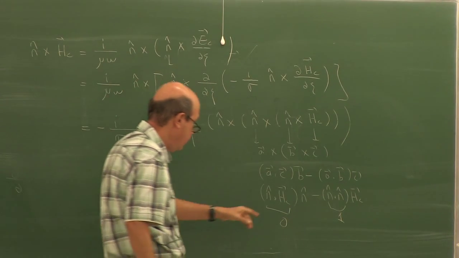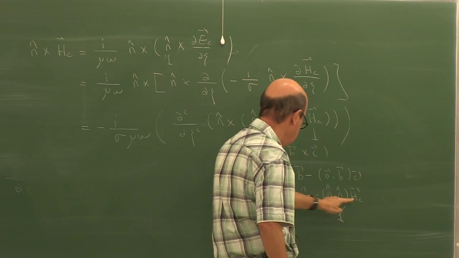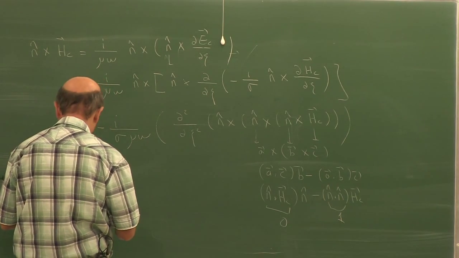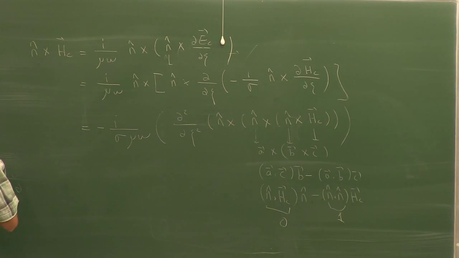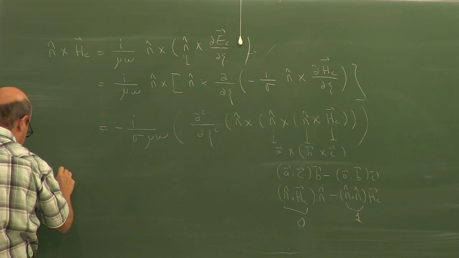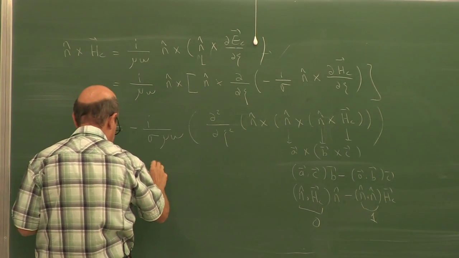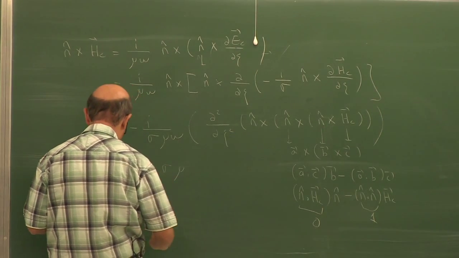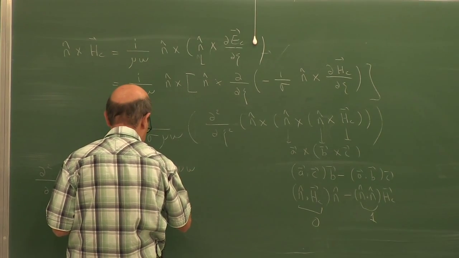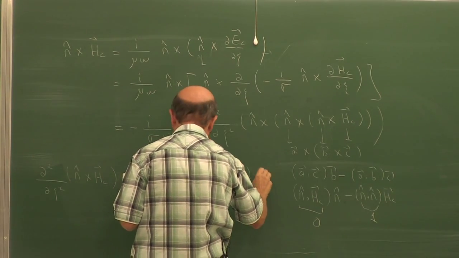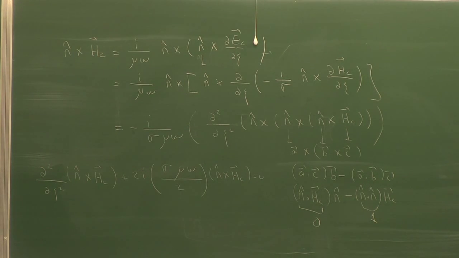So we have minus H, that will be n cross H. We have minus, minus, plus. So arranging the terms, you are going to obtain the following: del over del Xi of n cross H plus 2i sigma mu frequency over 2 divided by 2, n cross H is equal to 0. Everything should be okay, the sign should be okay.